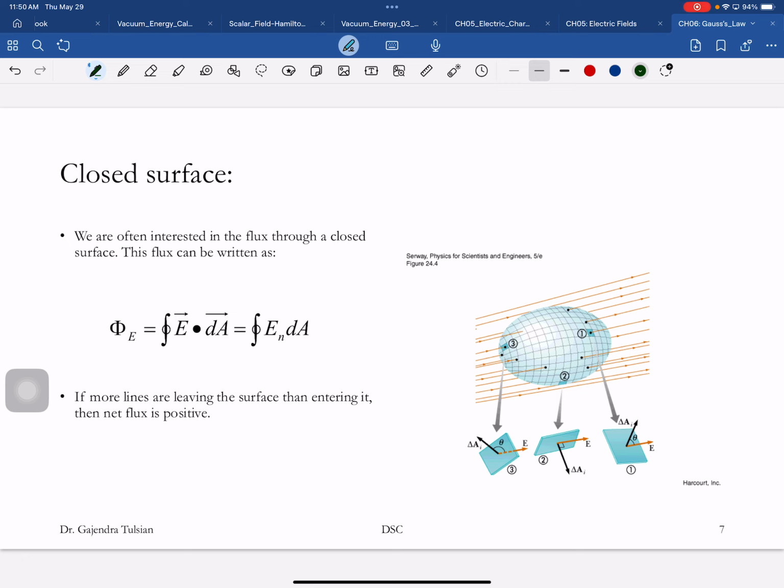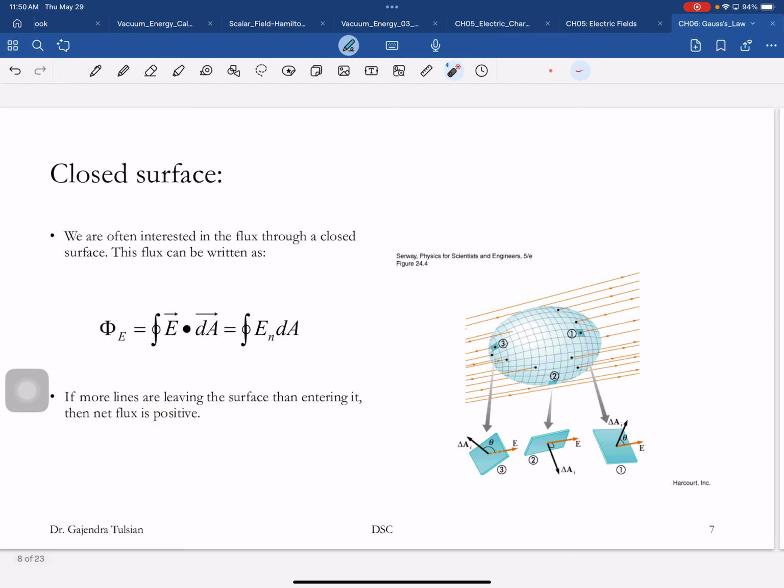For a closed surface, the surface integral is denoted by that, and that's the net flux coming out of the surface. So if there is net positive charge inside the surface, there'll be more lines coming out than going in. If more lines are leaving the surface, then the net flux is positive.